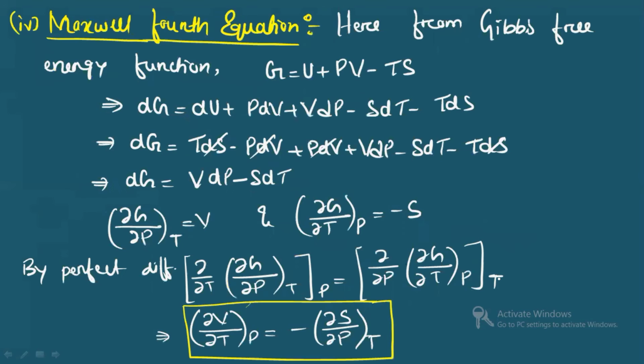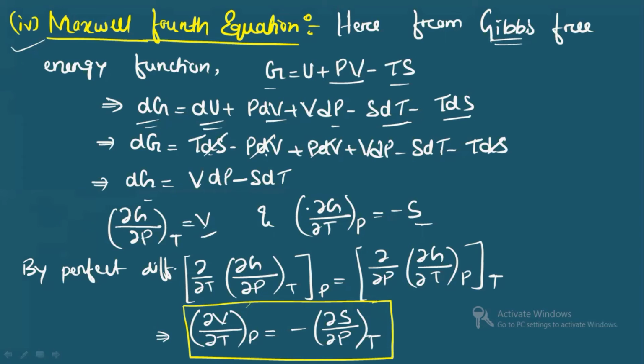All right. And the last one is Maxwell's fourth equation. So here you will use the Gibbs free function. So G is equal to U plus PV minus TS. Taking the infinitesimal change in the process, you can write dU plus PdV plus VdP minus SdT minus TdS. Again write dU as what? TdS minus PdV from the first law. Cancelling TdS and PdV, you will have dG is equal to VdP minus SdT. So from here, volume and entropy we write.